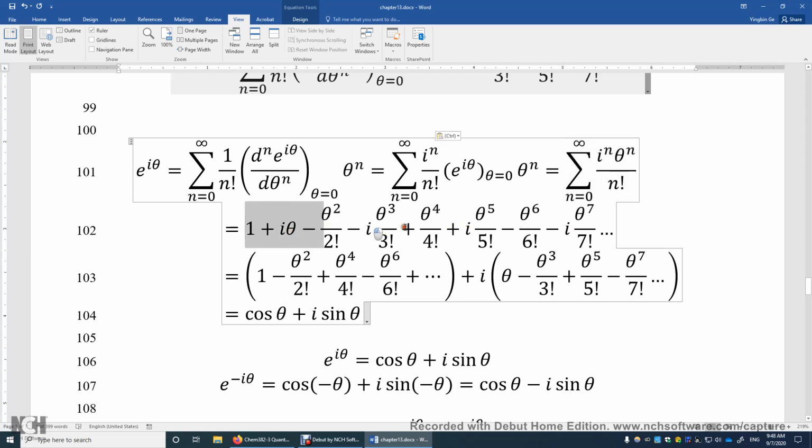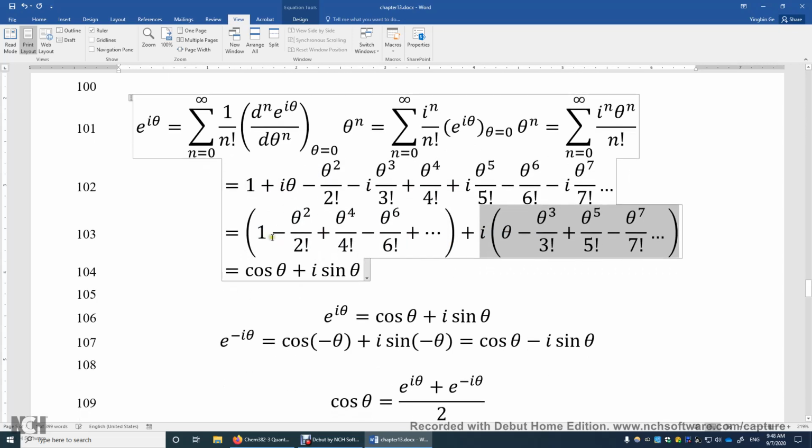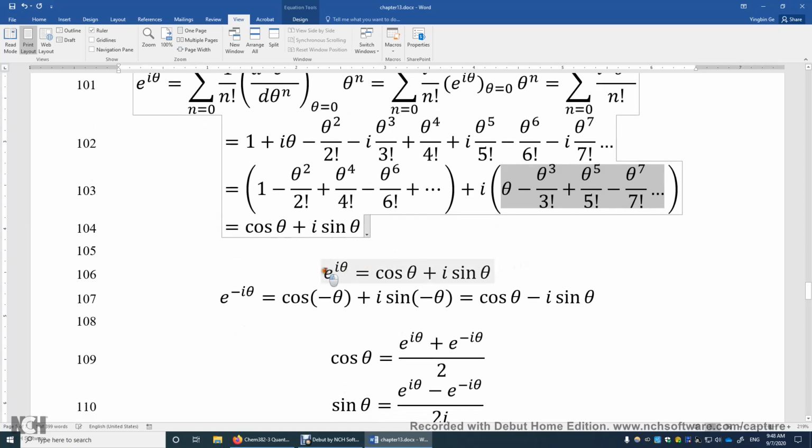And now we can see some terms contain the imaginary number i, some terms do not contain i, so we put all the real parts together and the imaginary parts together. Now you can see this part is simply the Maclaurin expansion of cosine theta. This is the Maclaurin expansion of sine theta. We just proved e to the power of i theta is cosine theta plus i sine theta, and e to the power of negative i theta is simply cosine theta minus i sine theta.